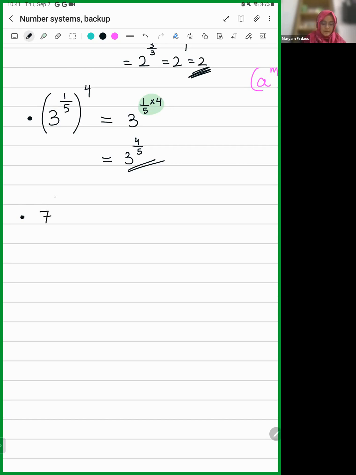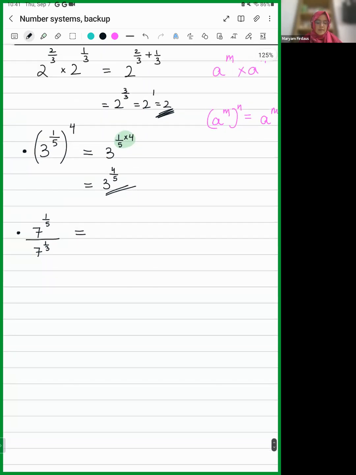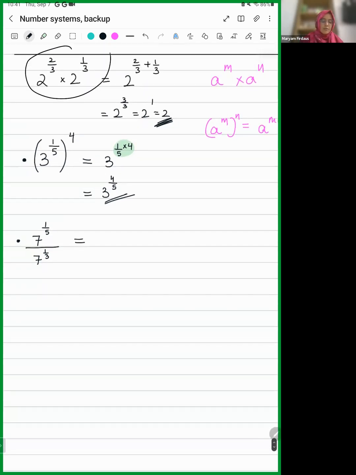Seven to the power 1 by 5 divided by 7 to the power 1 by 3. What do you think this will be? This is the same as the first one. Just in place of multiplication over 7, here you have division. So 7 raised to 1 by 5 minus 1 by 3.